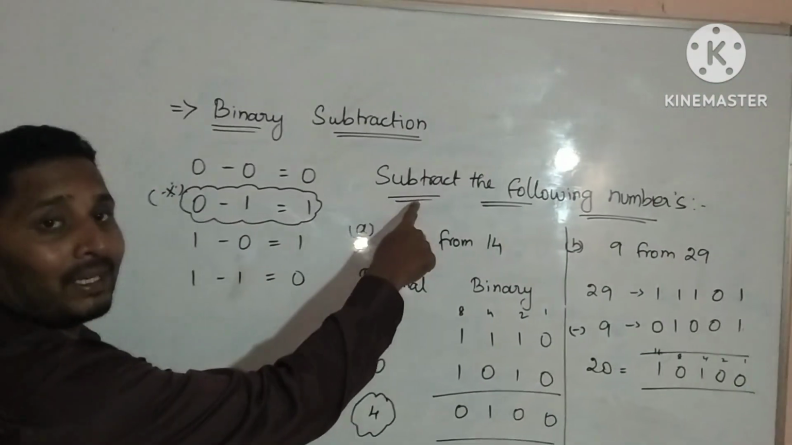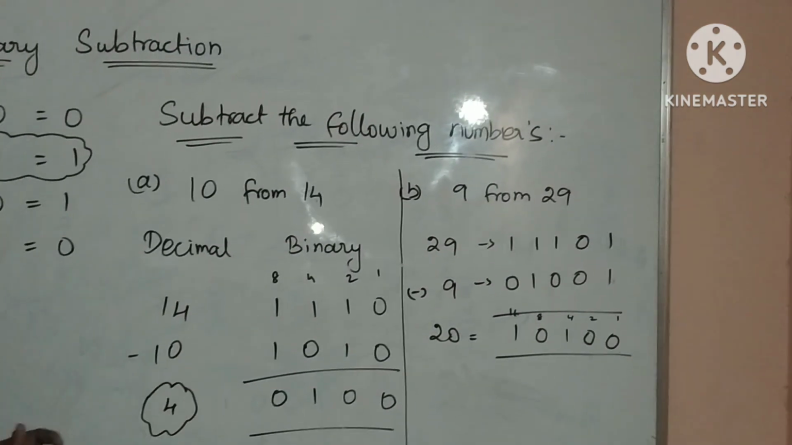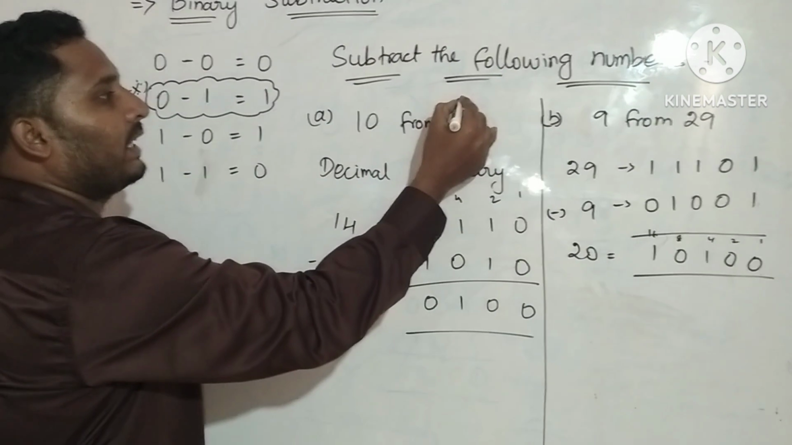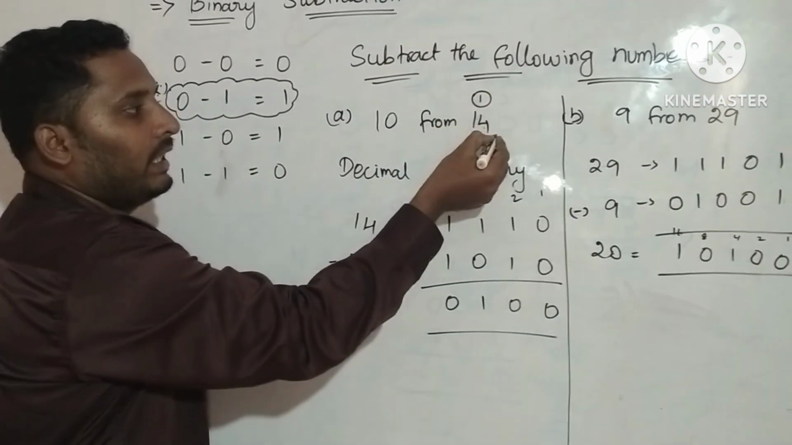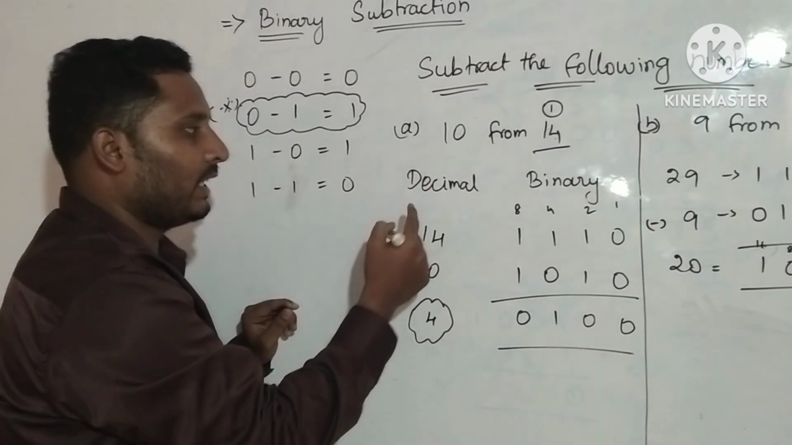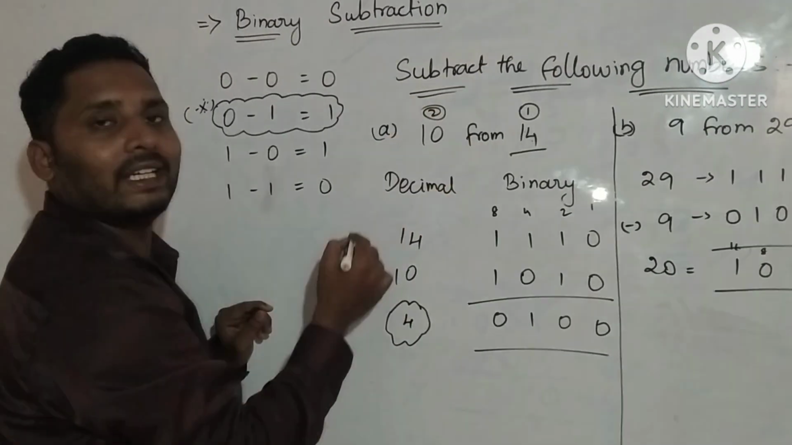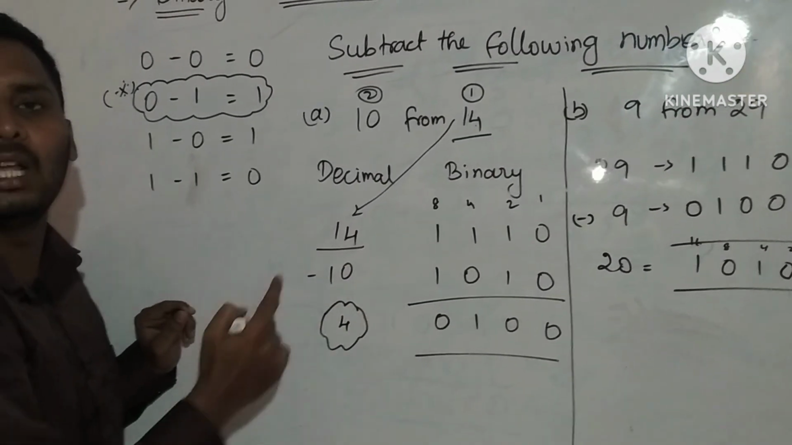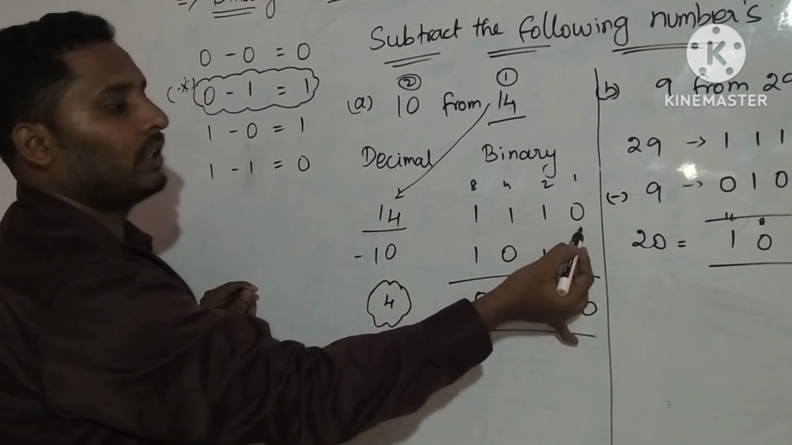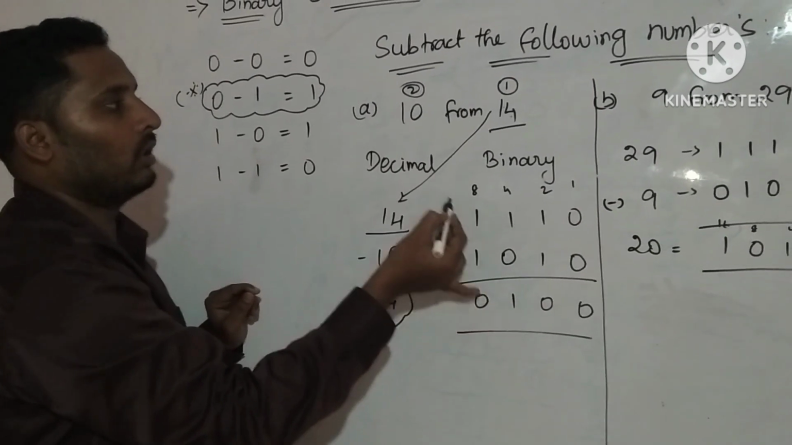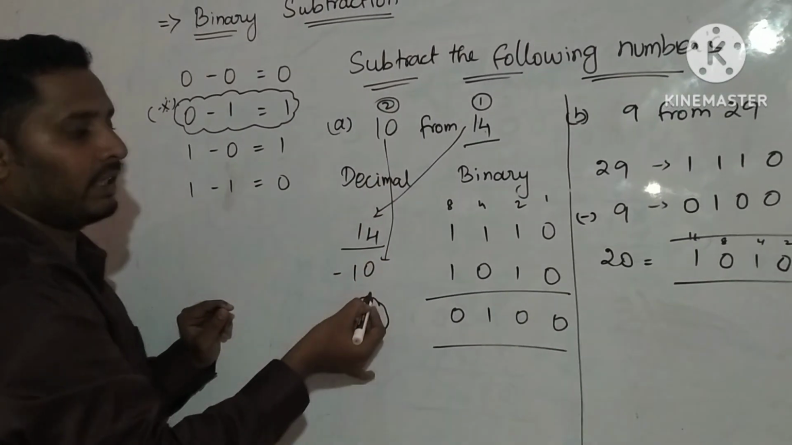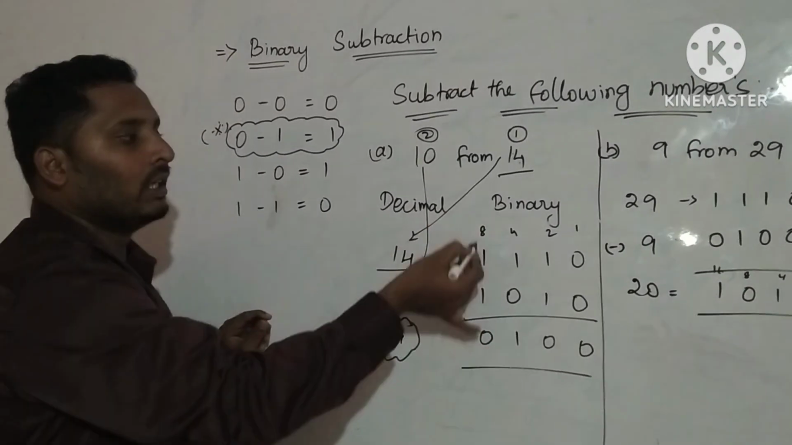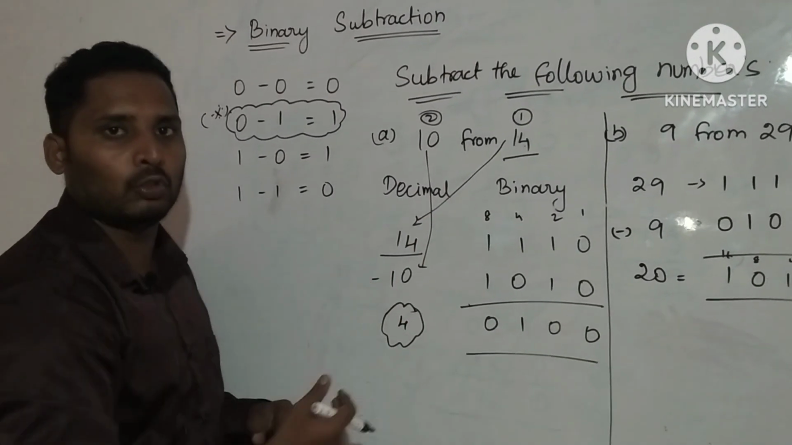Now see, subtract the following numbers. The first exercise is 10 from 14. So this you have to take as the first, and after that, whatever number is coming, you have to take as the second. So first, the 14 I wrote here. This is in decimal form. I am converting it to binary form. I am getting 0, 1, 1, 1. Next, 10 I am writing here, and converting to 0, 1, 0, 1. So we made decimal to binary form.